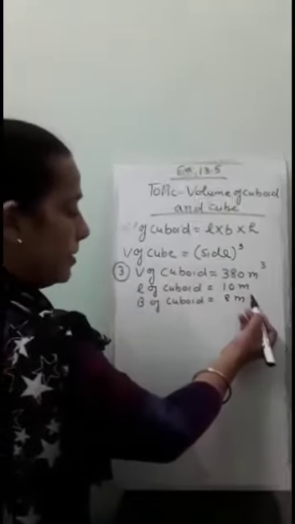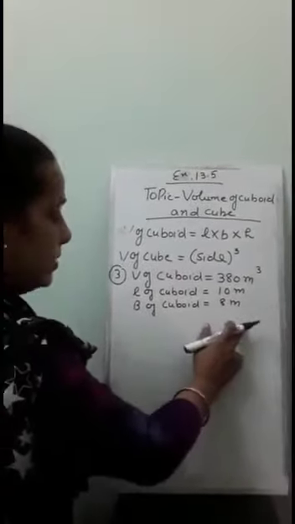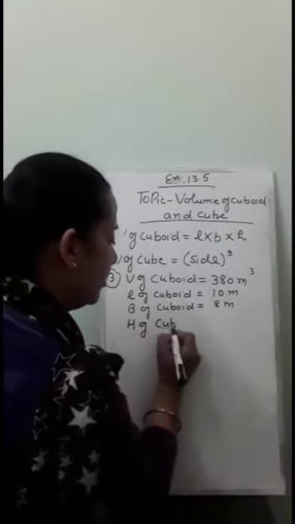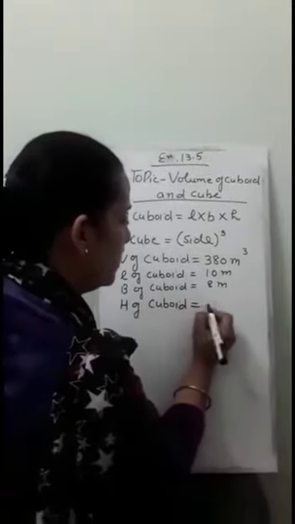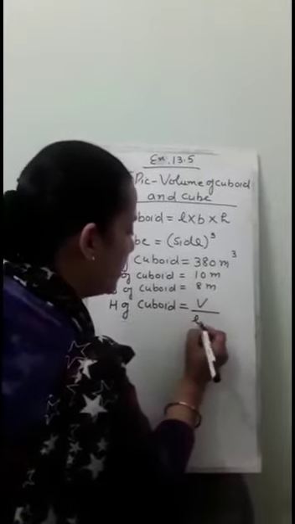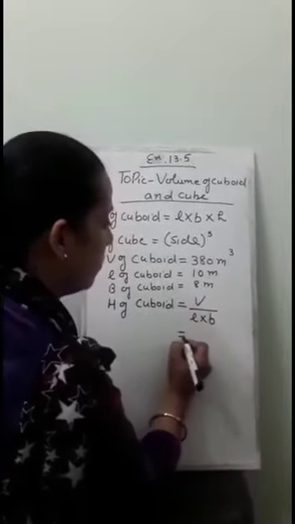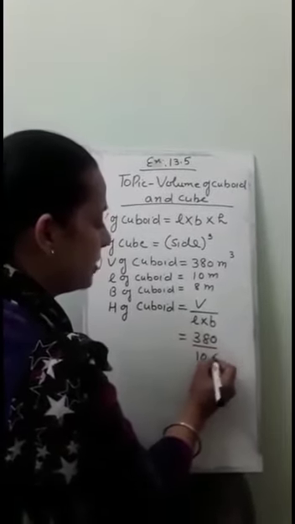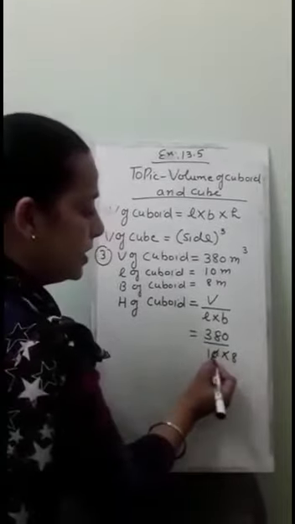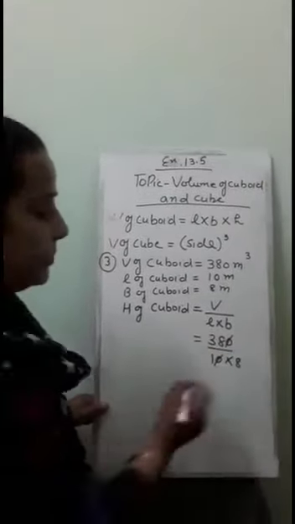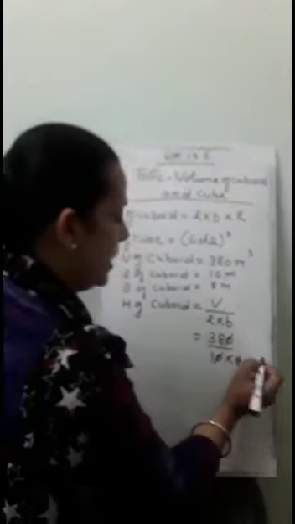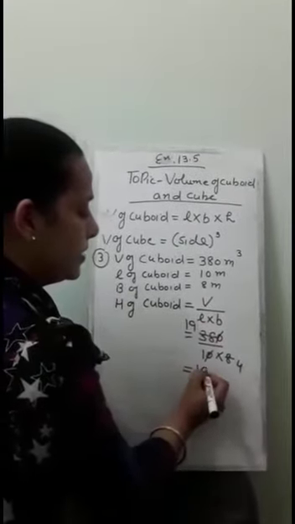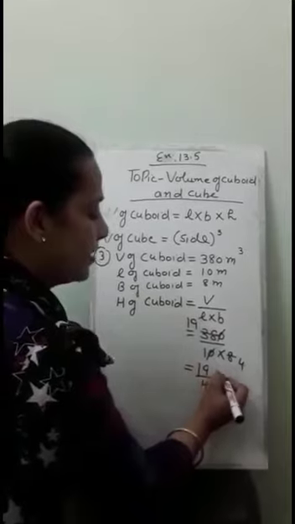Third sum. Volume of cuboid is 380 meters cube. Length of cuboid is 10 meter and breadth of cuboid is 8 meter. We need to find the height of cuboid, which will be equal to volume upon length into breadth. Volume is 380, length is 10 and breadth is 8. 0 and 0 will be cancelled. 2 4s are 8, 2 1s are 2, 2 9s are 18. Your answer is 19 by 4 meter.